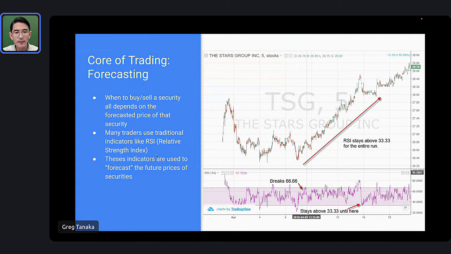And a lot of these traditional indicators are now kind of built into whatever trading platform you're using. So for instance, a very common one is something called RSI, or Relative Strength Index. And the way it works is when you see the RSI hit a certain level, it kind of indicates that the stock's going to go up.